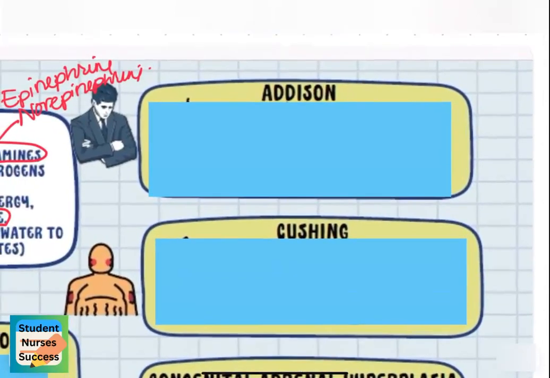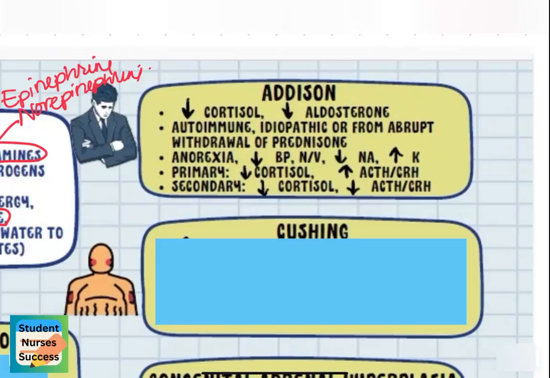And the first one I want to talk about is Addison's disease. Now, there's a picture of John F. Kennedy right here, and that's to help you remember Addison's disease. He actually had it. With Addison's disease, the adrenal glands are not making enough cortisol and they're not making enough aldosterone. As far as the cause, it can be autoimmune, where you attack your own adrenal glands and then they stop producing these. It can be idiopathic. We don't know why it occurs, but maybe your adrenal glands just quit making enough of these mediators. Or it could be from the abrupt withdrawal of prednisone.